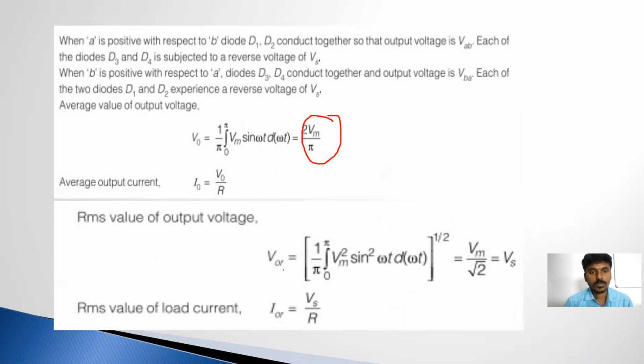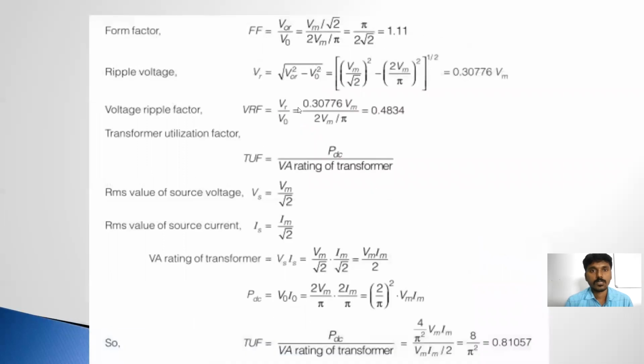Also we have to remember the RMS value of the load voltage and the average load voltage of all the circuits. What is the formula for form factor? Form factor is defined as the ratio of the RMS value of the load voltage to the average output voltage, VoRMS upon V0. Generally the form factor will be 1.11. The voltage ripple factor is defined as the ratio of the RMS value of the ripple voltage to the output voltage, that is equal to 0.4834.